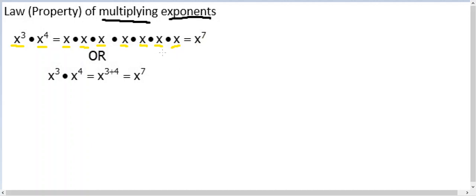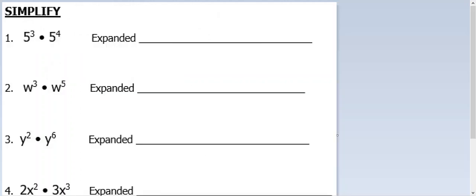There's a way to simplify this or make it easier: when you multiply exponents that have the same base, so x to the third times x to the fourth, we can add the exponents. 3 plus 4, and that gives us x to the 7th. So when we're multiplying like bases, we keep the base the same and we add the exponents.